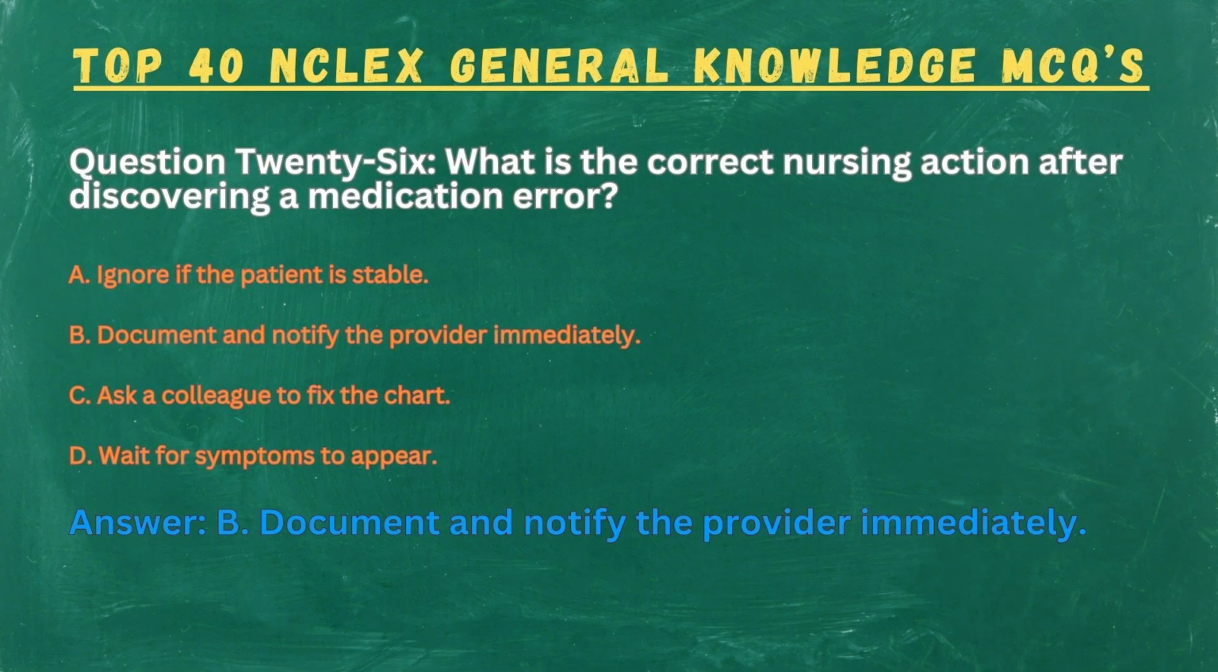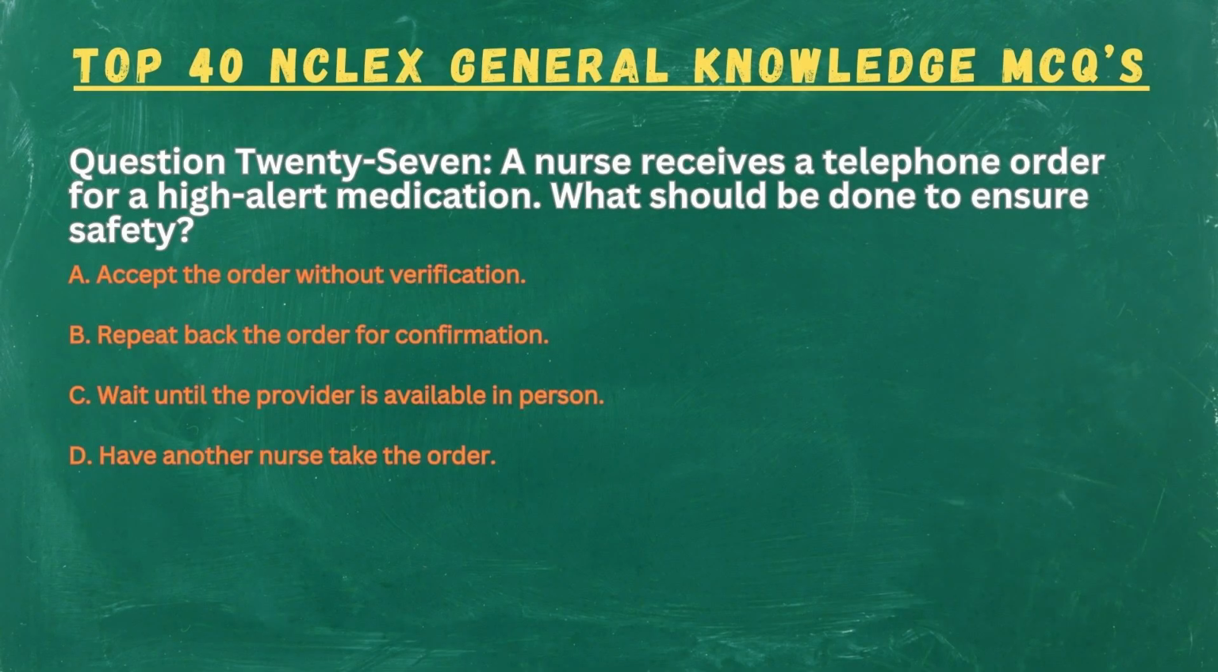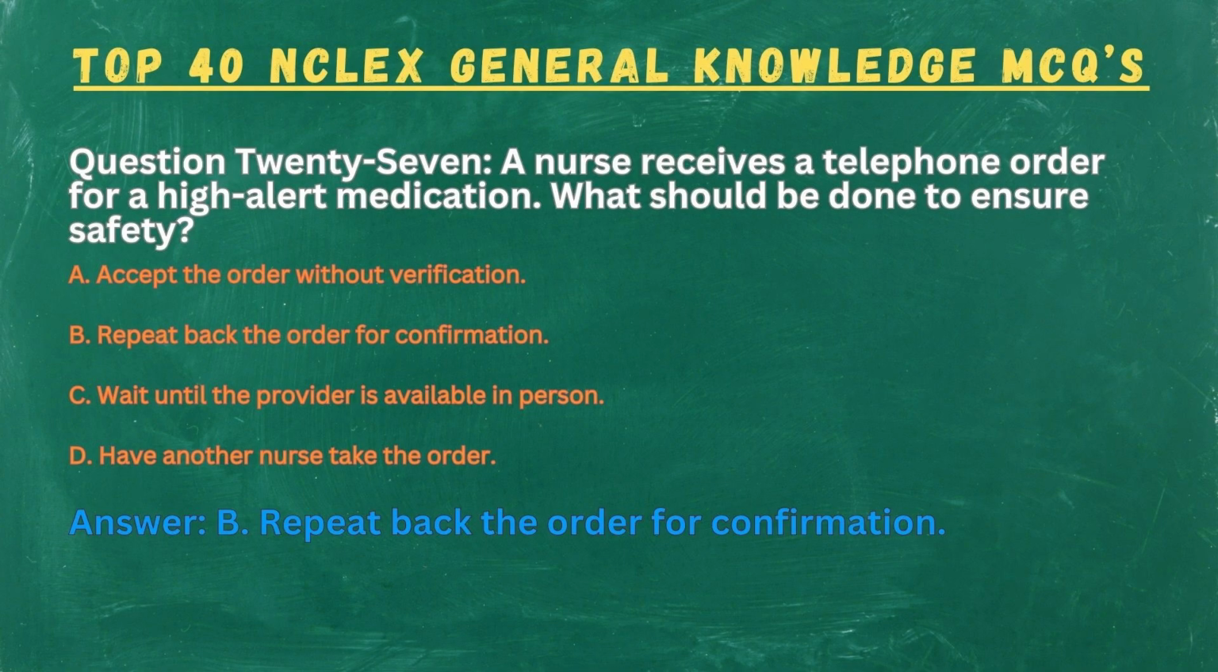Answer: B. Document and notify the provider immediately. Question 27. A nurse receives a telephone order for a high-alert medication. What should be done to ensure safety? A. Accept the order without verification. B. Repeat back the order for confirmation. C. Wait until the provider is available in person. D. Have another nurse take the order. Answer: B. Repeat back the order for confirmation.